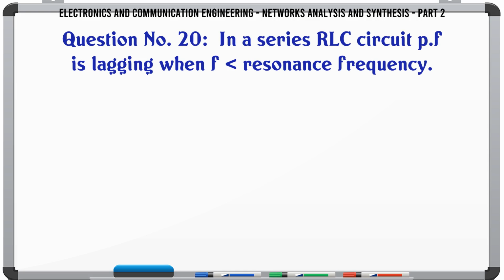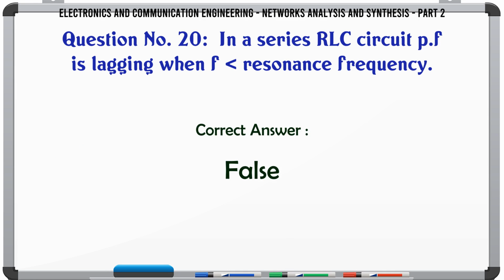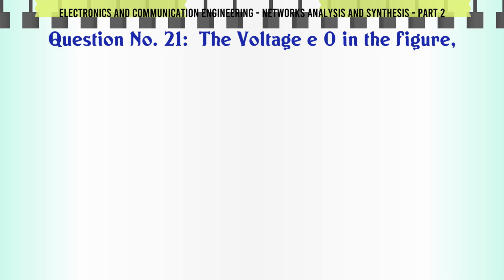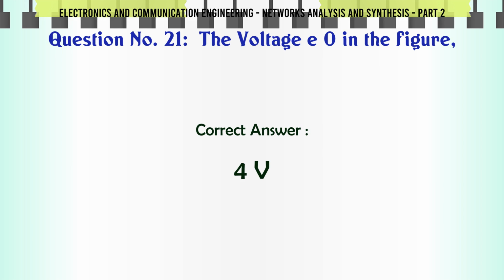In a series RLC circuit, power factor is lagging when frequency F is resonance frequency. A true, B false. The correct answer is false. The voltage E0 in the figure: A 2V, B 4V, C 4√3 V, D 8V. The correct answer is 4V.